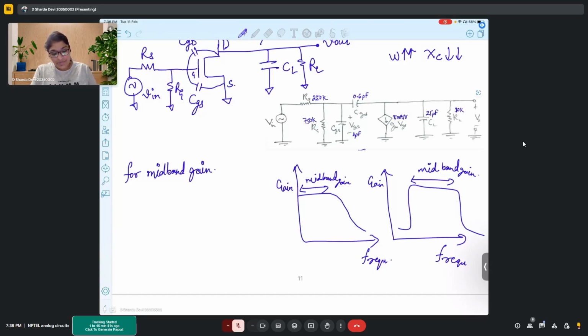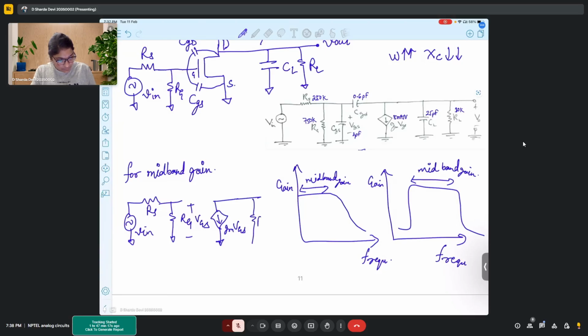So to calculate these midband gains, what I can do is remove the capacitors and analyze the gain. So how will the resultant circuit look? Here it will be RG, this plus minus VGS. Here we have Vn, and then, removing the capacitor, here we will have Gm VGS, RL, and V0, right?